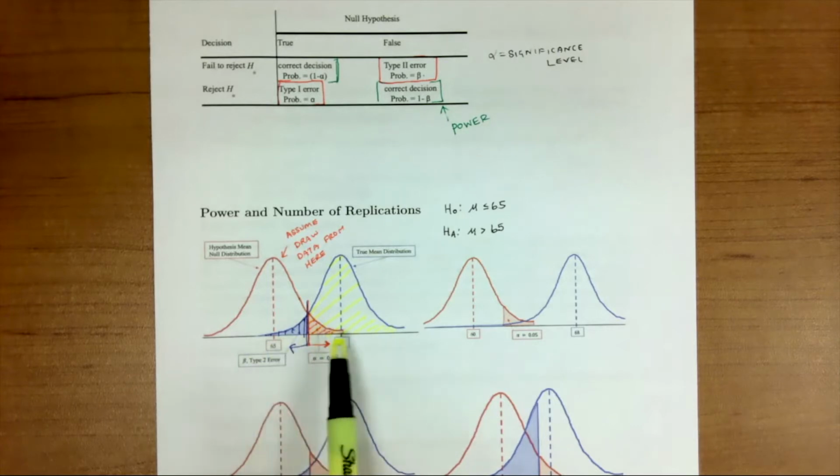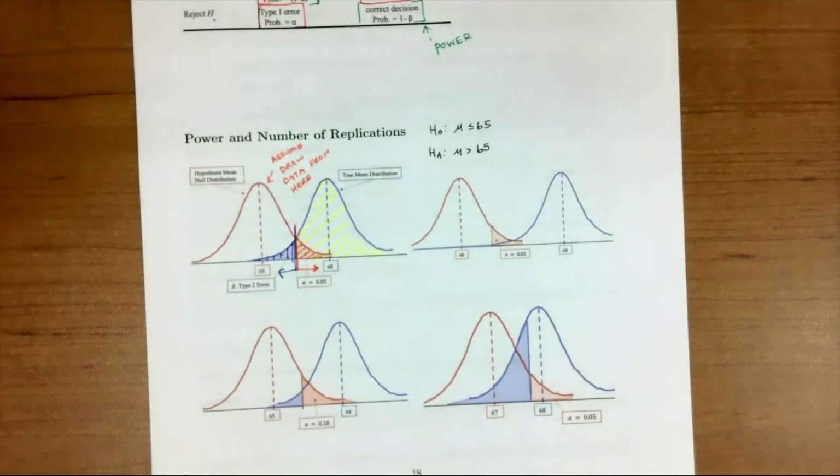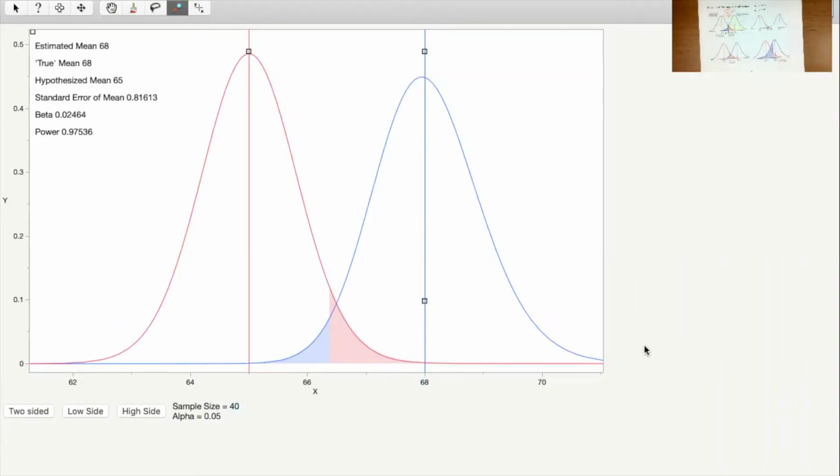Because as blue decreases, yellow is going to increase. And as blue increases, yellow is going to decrease. All right, so let's go to JMP and talk a little bit more. The weird thing about JMP in this animation is they're going to give you this estimated mean right here.